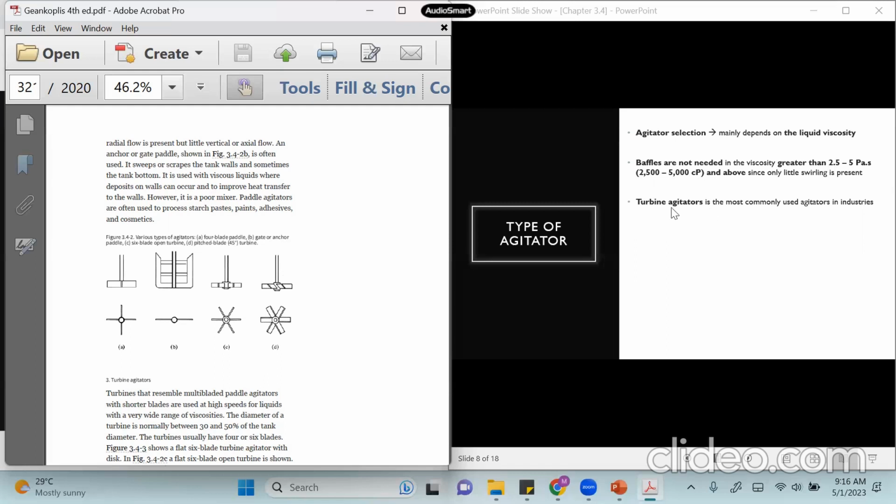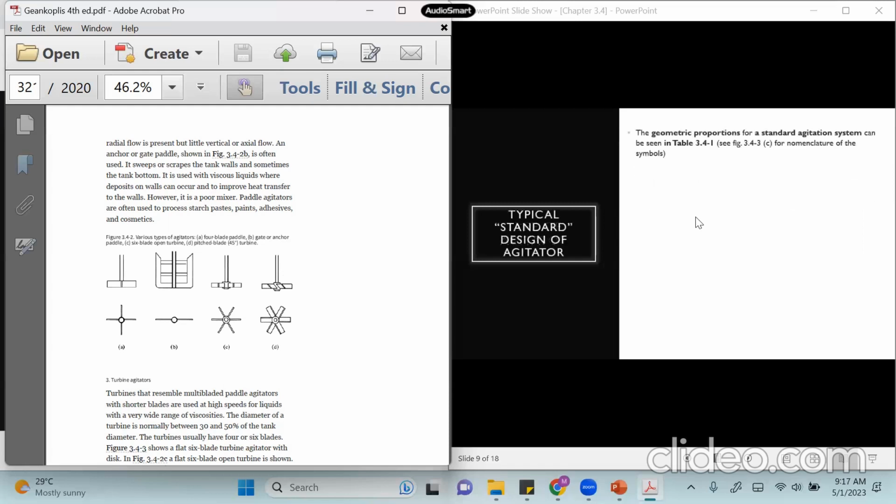Okay. Now, in common industries, not only Sari Roti, usually we use turbine agitators.